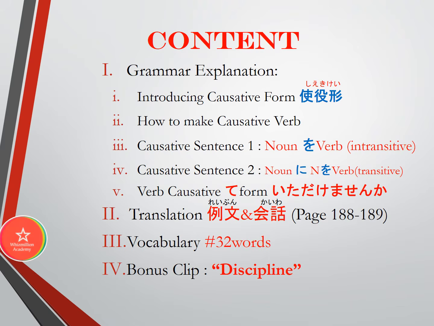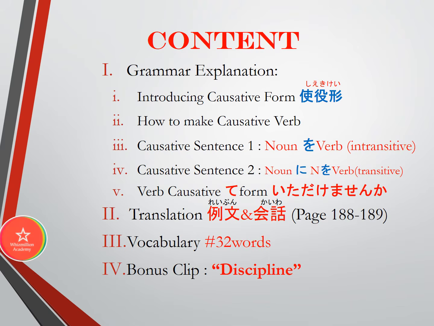Next, we'll learn what happens when we combine causative form and te form with itadakemasen ka. We use this format when we are asking for permission politely. So these are altogether 5 grammar structures that we will be learning in this slide.